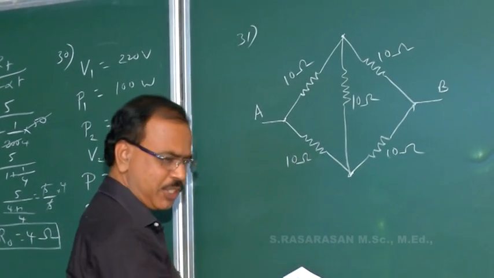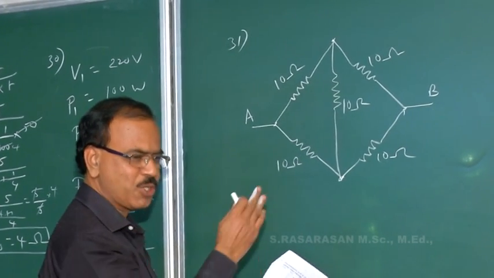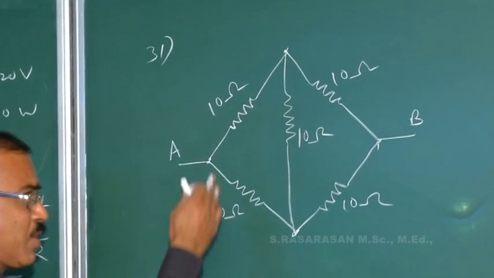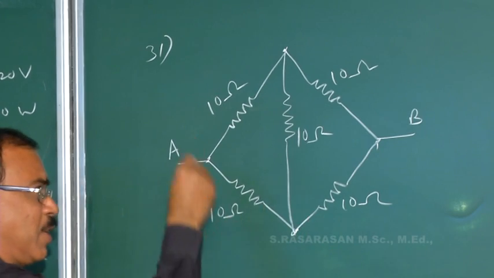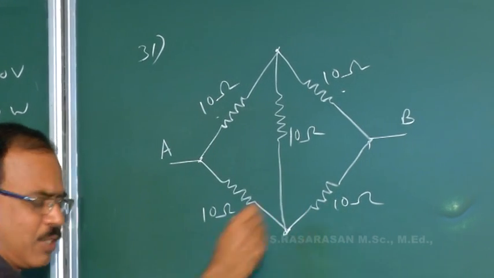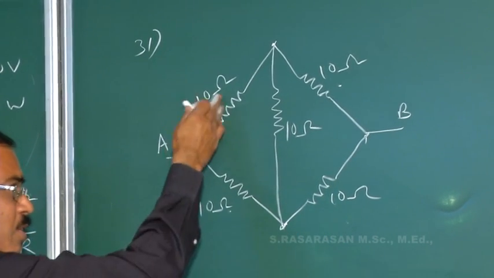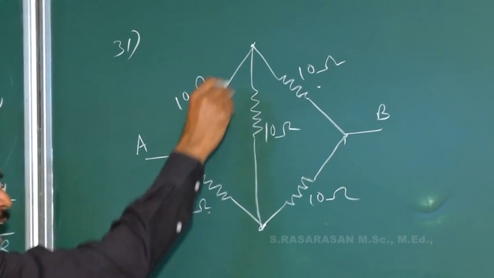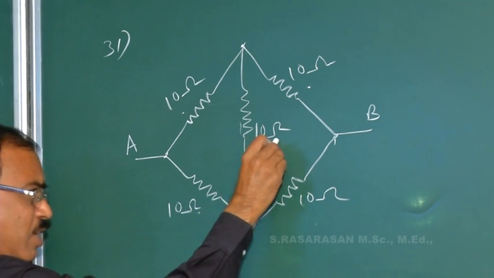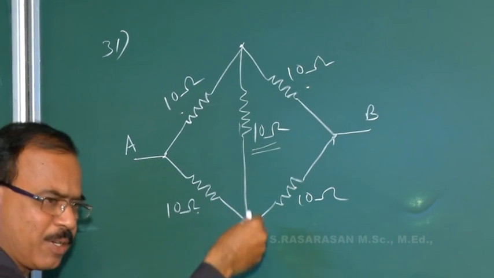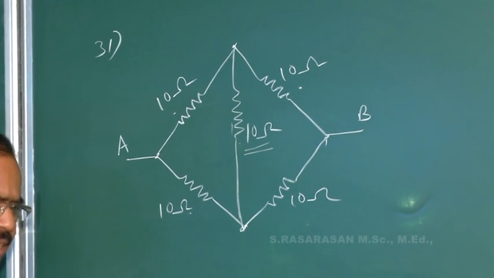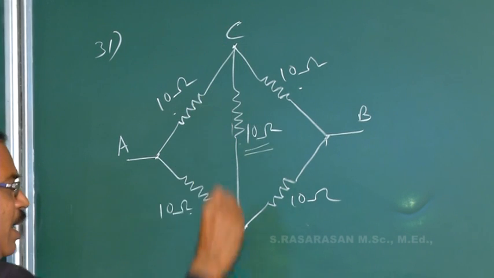This is a Wheatstone's bridge. Looking at the circuit, it is a Wheatstone's bridge. Four resistors are connected to the 4 arms of the electrical bridge, P, Q, R, S, what we call Wheatstone's bridge. And this is a galvanometer whose resistance is 10 ohm. Instead of connecting a galvanometer, I have connected a galvanometer resistance. Everything is the same in physics. Let this point be C, let this point be D.